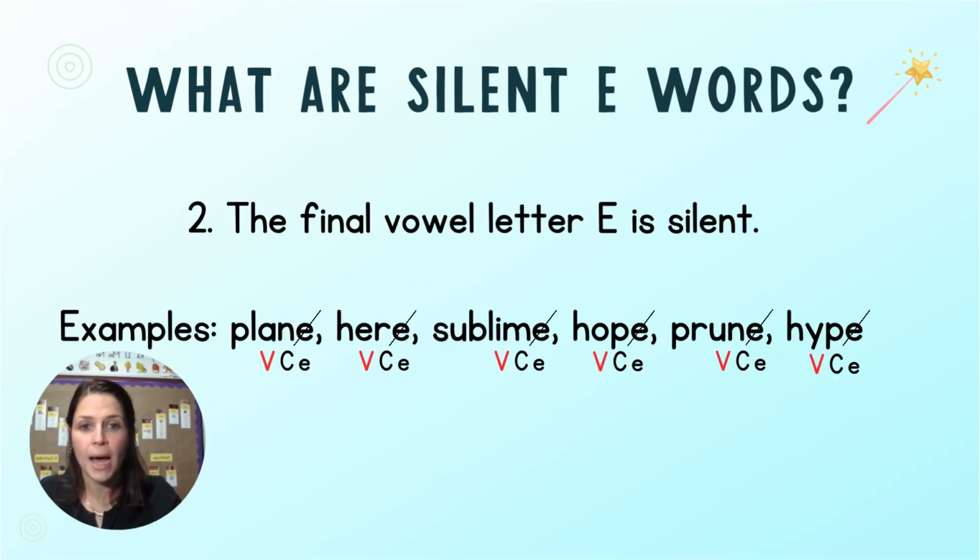Second thing to know about silent E words, the final vowel letter, that E, is silent. So we have here, again, our words that follow the VCE pattern at the end. These are silent E words. And we have a little slash through that final E, and that is because it is silent. That little slash reminds us that we're not going to hear it. It has to be there. We'll talk about why it has to be there, but we will not hear that E.